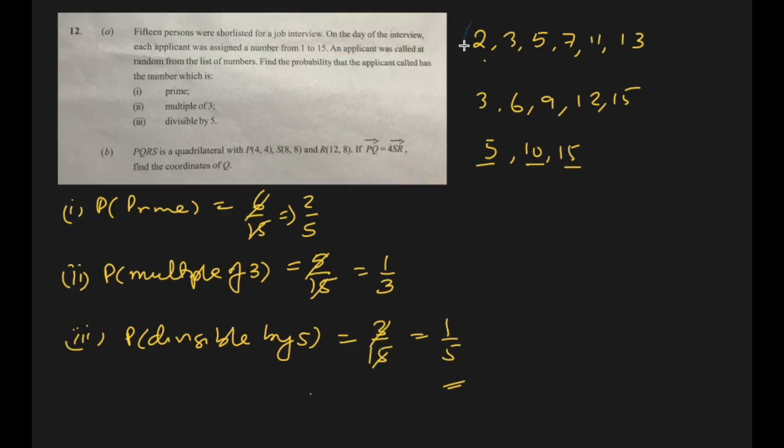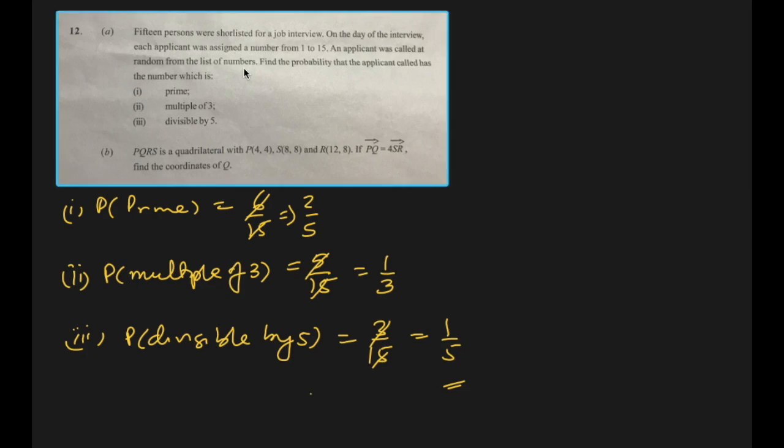There is a B part as well, so let me do that here. PQRS is a quadrilateral. P is (4, 4). Let me try to be accurate. Suppose (4, 4) is here.